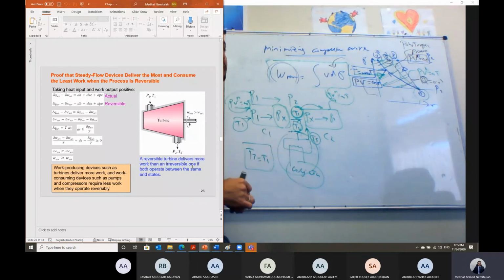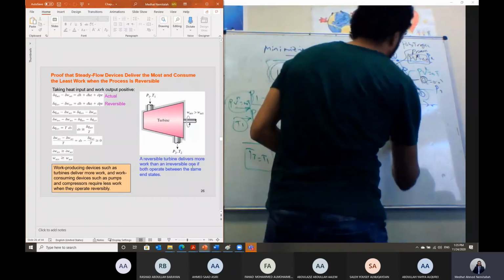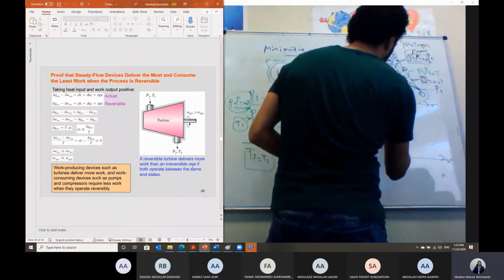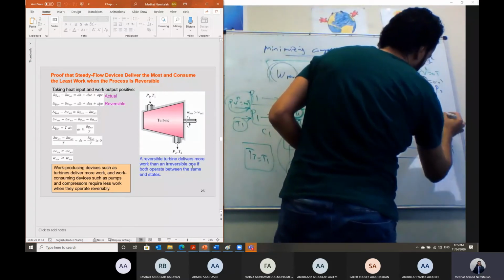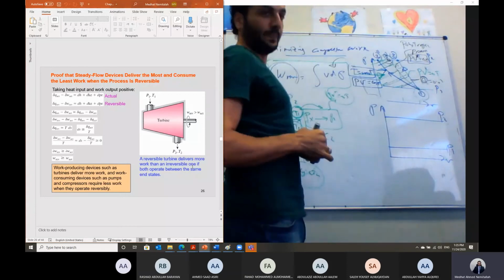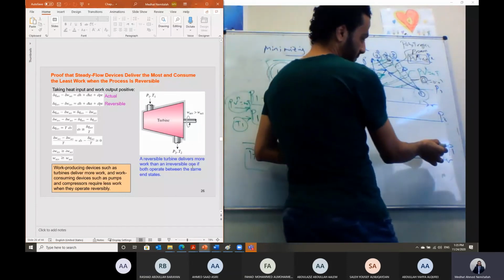I take it and cool it down to the initial temperature, and then I can continue the compressing process. But let's look at this on the PV diagram. This is the PV diagram. This is the pressure P1, and this is the pressure P2.